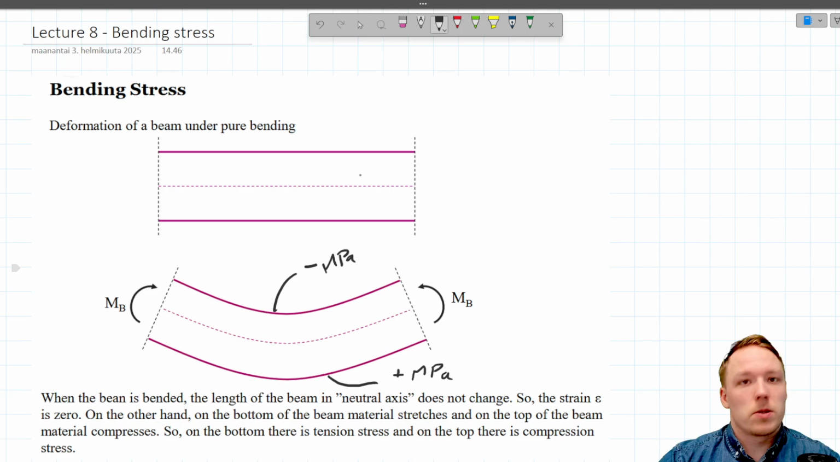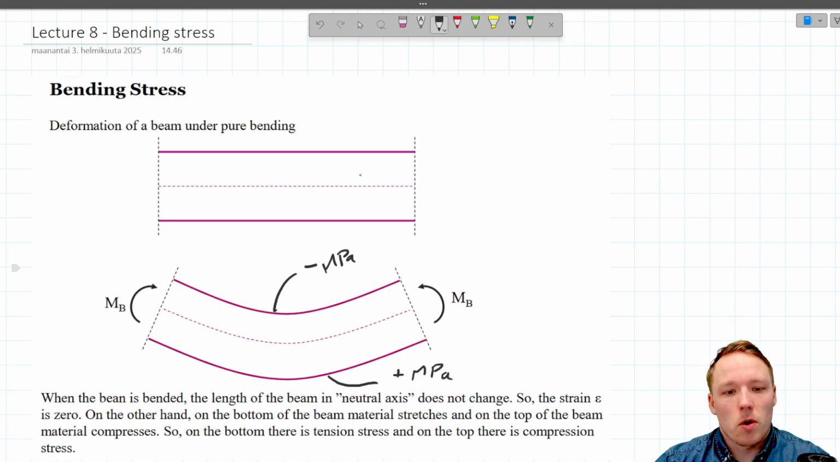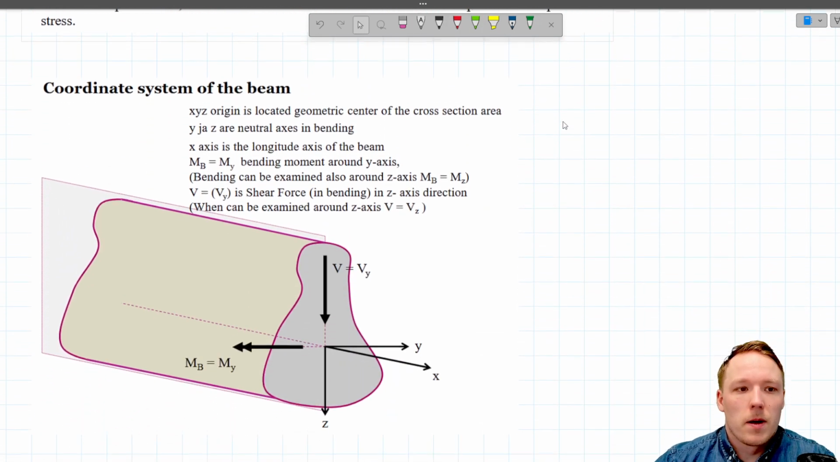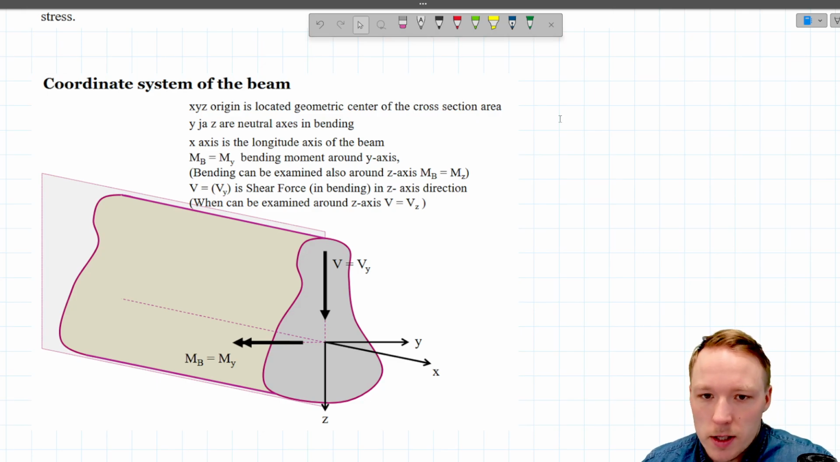A very important thing to notice in bending stress is that any profile that is under pure bending always has a neutral axis. Along the neutral axis, highlighted in here with the dashed line, the length of the profile does not change. What does that mean? Well, when there is no change of the length, it means that the stress at the neutral axis equals 0. So there is no stress in the neutral axis. Why is it important? We will learn that a bit later.